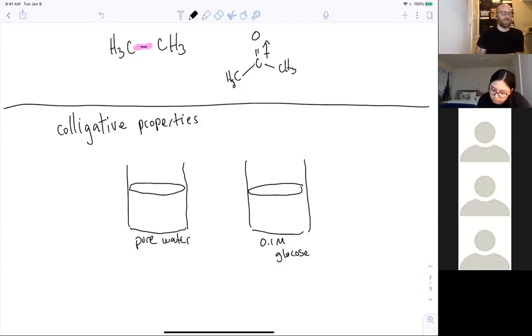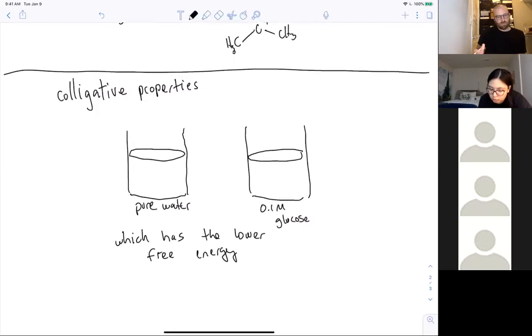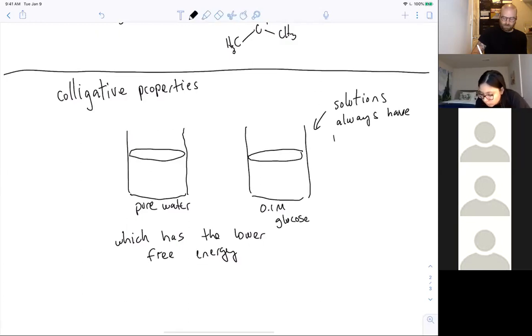We can think about, and this is not usually how we think about free energy, because usually you're thinking about an actual process. But if you're comparing the free energies of these, which one has the lower free energy? And the answer to this question, which is not super obvious, at least not to me. I still find myself thinking about this stuff sometimes. But the answer is that the solution always has lower free energy than the pure solvent.